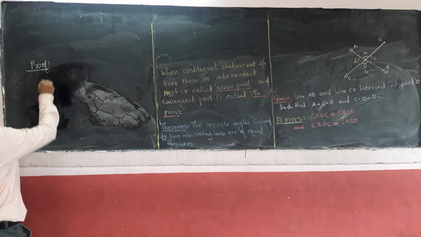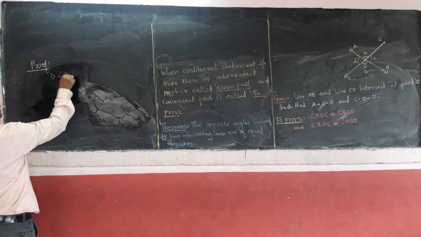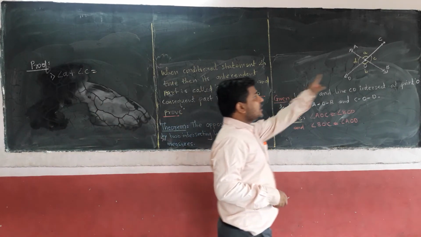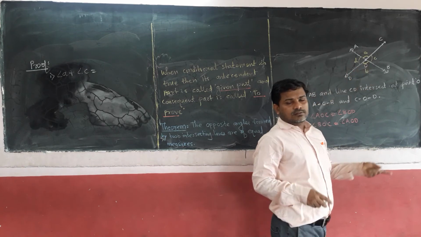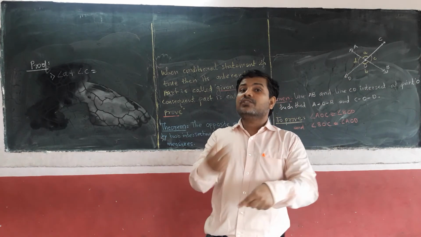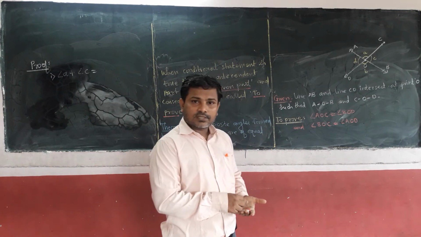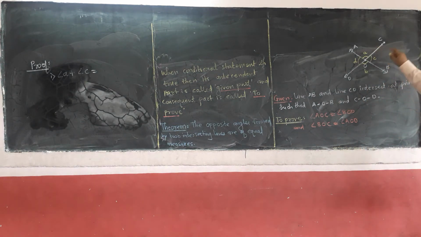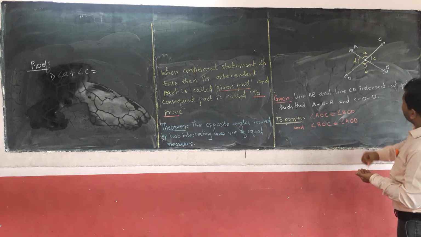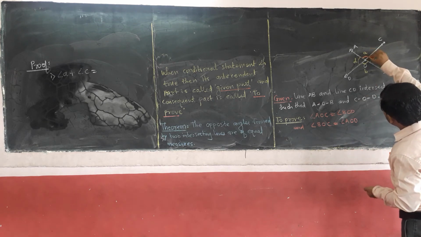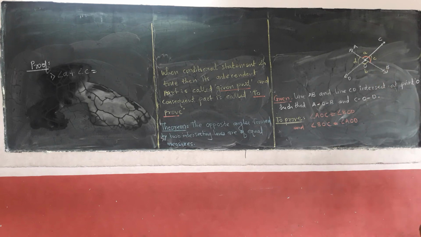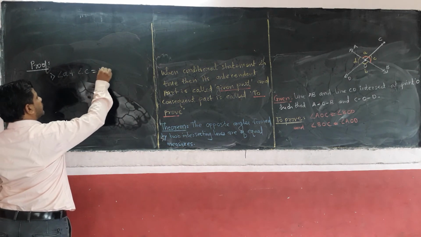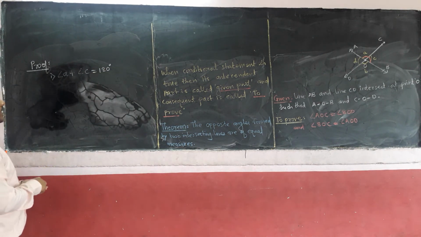Let us see here. My first statement is angle A plus angle C is equals to how much? What is the measure of angle A plus measure of angle C? If we add these two angles, how much will the measure be? Anyone? You can see here A plus C. Correct, it's 180 degree. Why is it 180 degree? Yes, it's angles in linear pair.